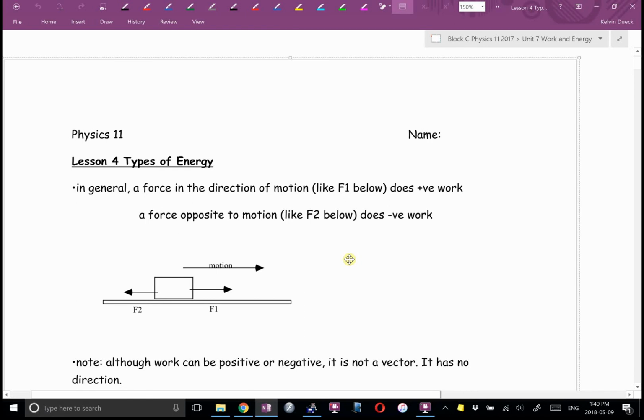Sorry, you're going to hear me repeat myself now. I'm going to say something like this: work is a scalar. It has no direction. However, it can be negative or positive.